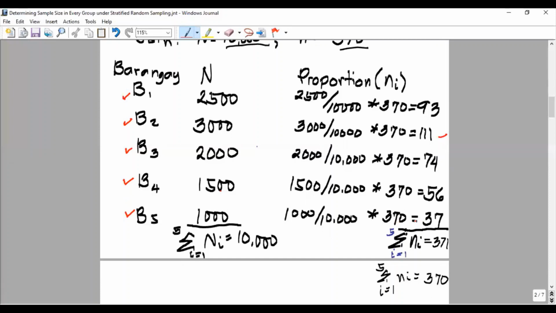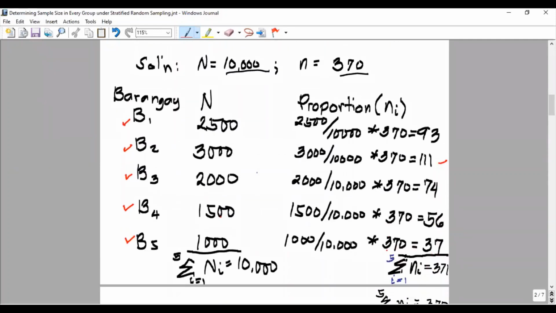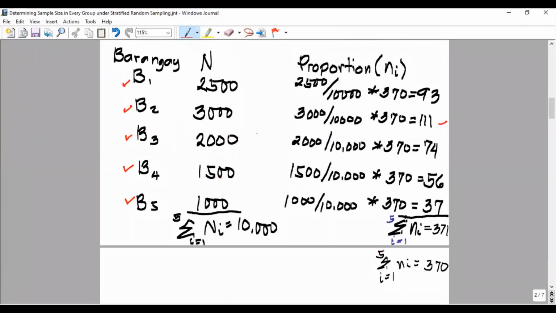So getting the sum of these samples from the different barangays, the total of the samples in all the barangays is 371. So the summation of n sub i, where i ranges from 1 to 5, is 371. But the question is, we are only given a sample size of 370. So in that case, we deduct one from the actual total of the sample size to the barangay having the largest sample size.